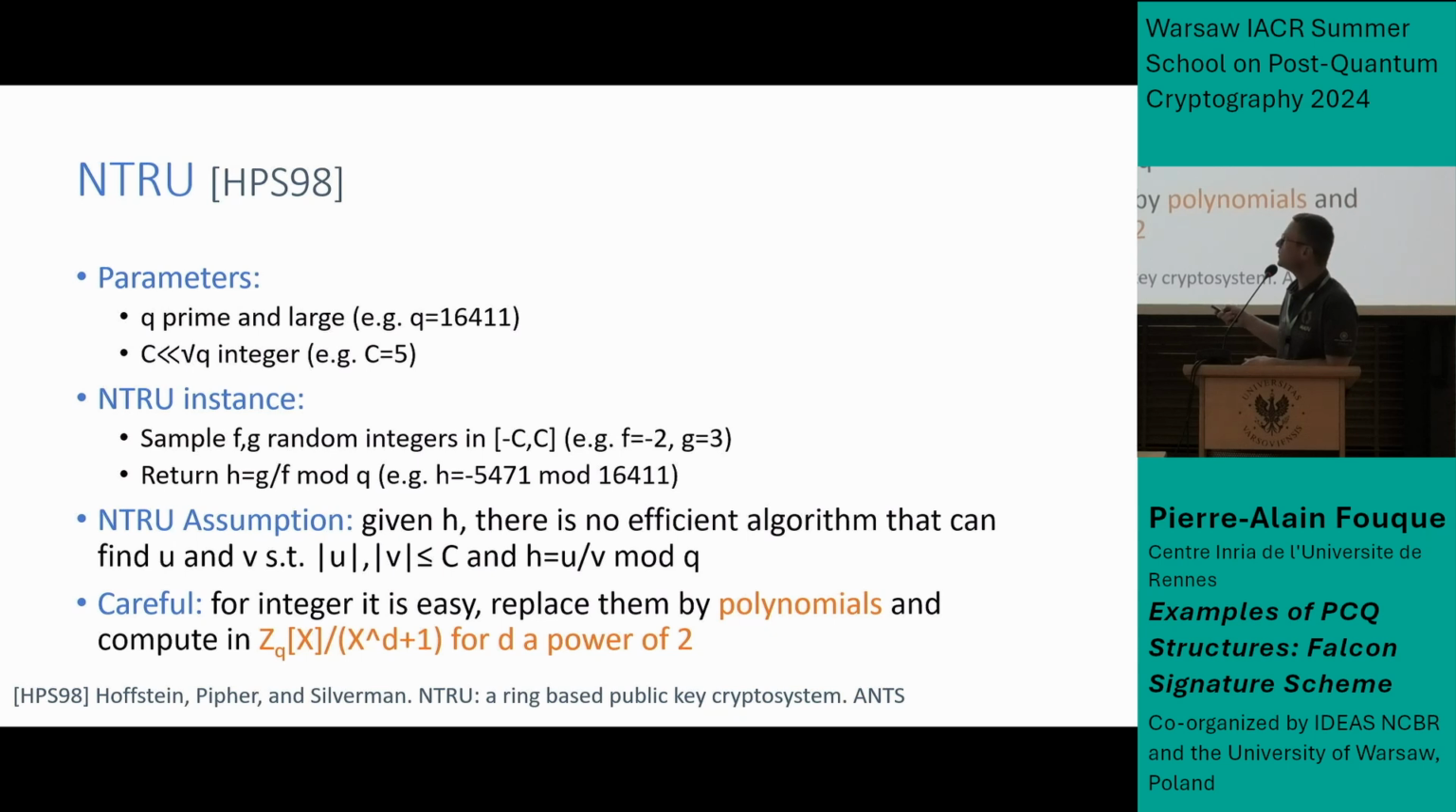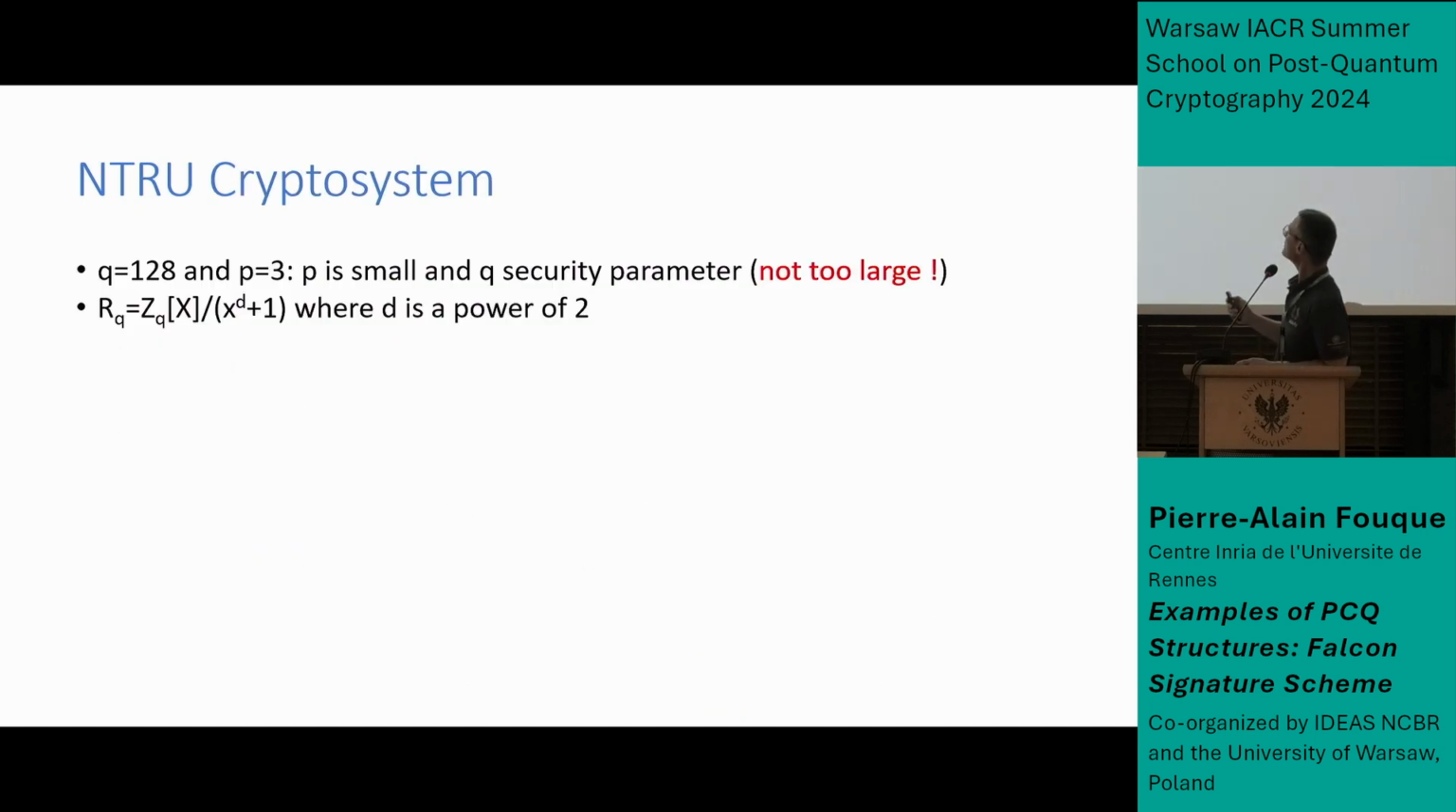Okay, so in fact, we will not use integers anymore, but we will use polynomials, and now we will compute this division inside this ring. So this is the main difference, but the public key is just the division of two polynomials here, mod q. Okay, so let me describe the NTRU cryptosystem.